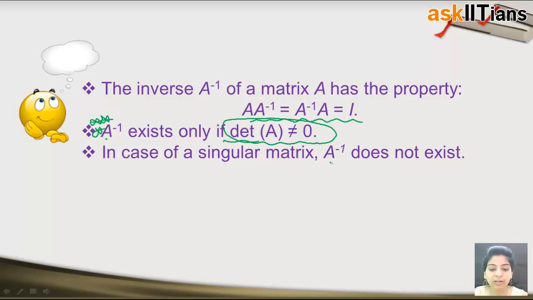In case of a singular matrix, A inverse does not exist. Singular matrix is one whose determinant is 0. Right? Determinant of A is 0, then a matrix is said to be singular. So since determinant comes out to be 0, as per my previous point, A inverse should not exist.